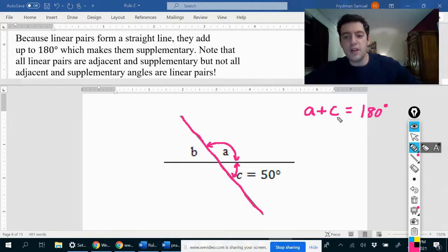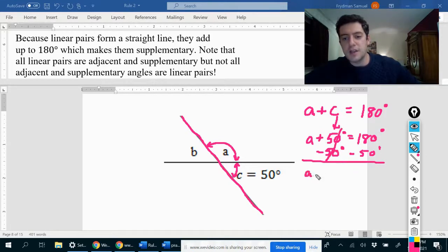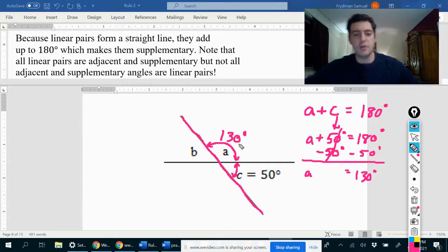So if I know that angle C is 50 degrees, then angle A must be 130 degrees, right? 130 plus 50 is 180. Or what we could do is we could subtract 50 degrees from both sides and see that A is equal to 130 degrees. So we just figured out that angle A is 130 degrees.